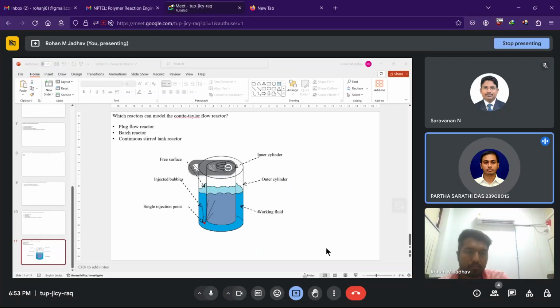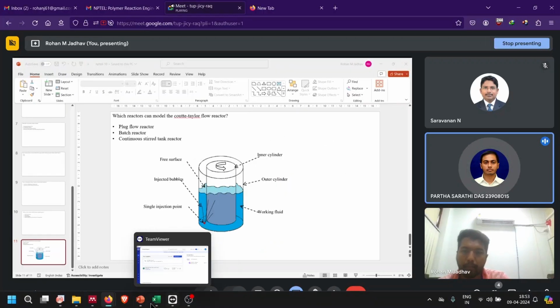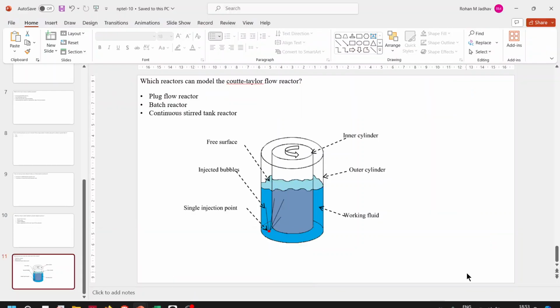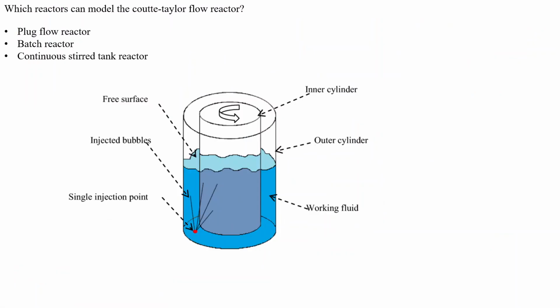Just one question. Suppose in a continuous stirred tank reactor, we are continuously feeding monomers and other radicals into the tank, and in the tank it is getting reacted, and the output we are getting is the polymerized product. Polymer. Yes. Okay.